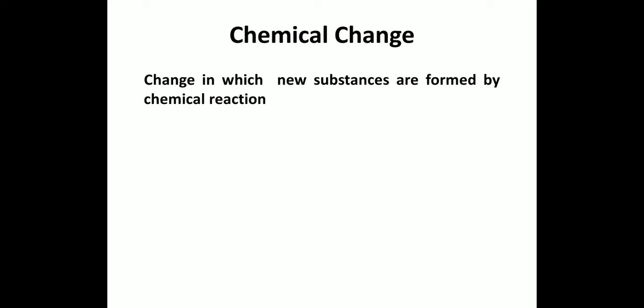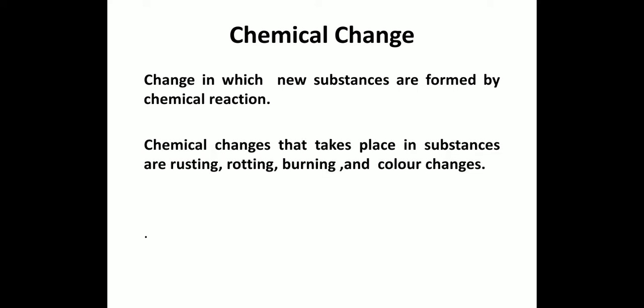Now, we move forward to chemical change. It is a change in which new substances are formed by chemical reaction. When two or more substances combine with each other, they form a new substance by a chemical reaction, which is known as a chemical change. These chemical changes take place in substances by rusting, rotting, burning, and by color changes.